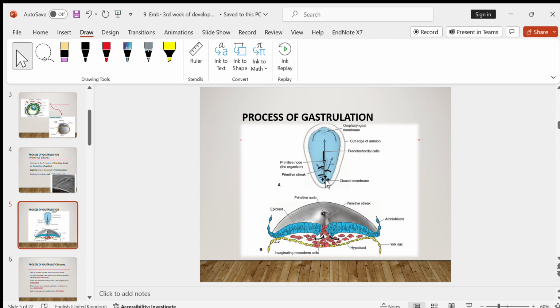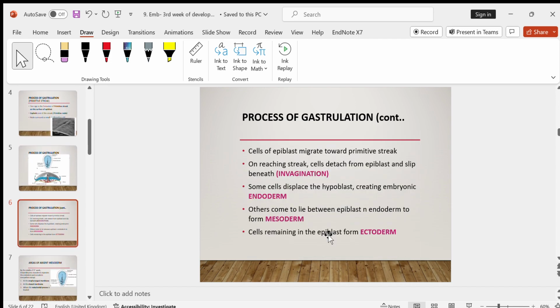In this picture, we can see this slipper-shaped structure is the embryonic disc. This structure is the primitive streak. This is the primitive node surrounding the primitive pit. Cells from this epiblast layer start invaginating and thus they form the three layers, the ectoderm, endoderm, and the mesoderm.